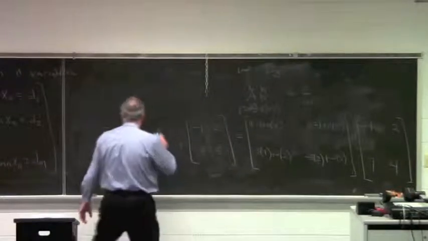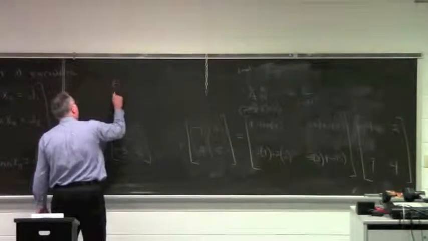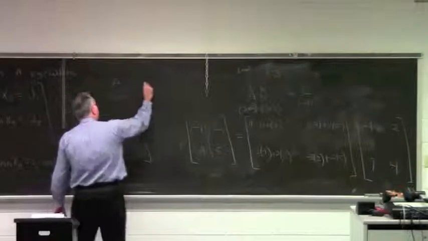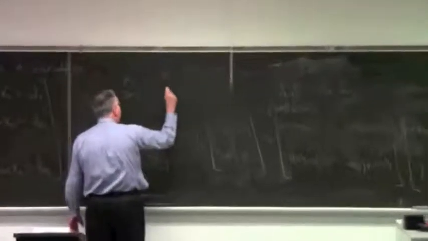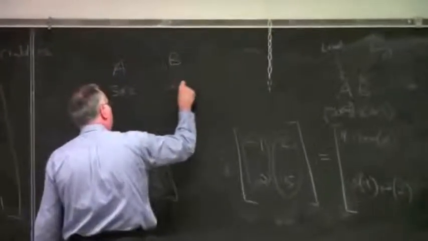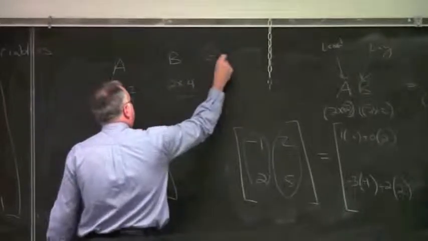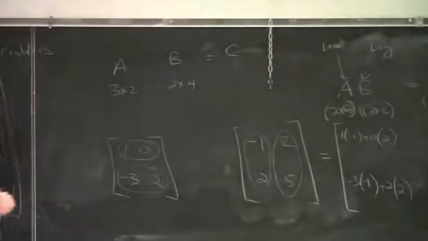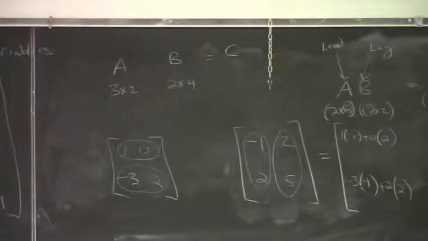Suppose A is a 3 by 2. And suppose B is a 2 by 4. And you want to multiply them to get the product matrix. First of all, can you multiply A times B? Yes. And what will the dimension of the resulting matrix be? It'll be a 3 by 4. Okay.